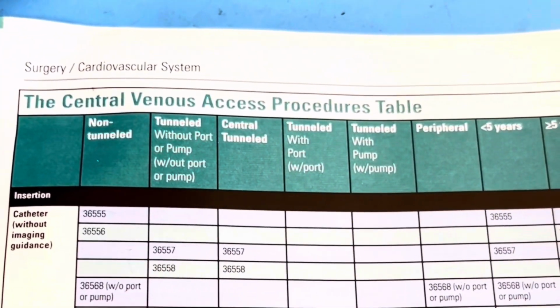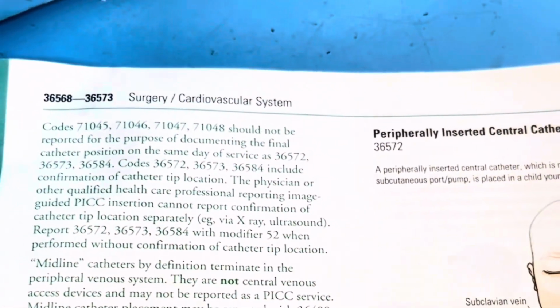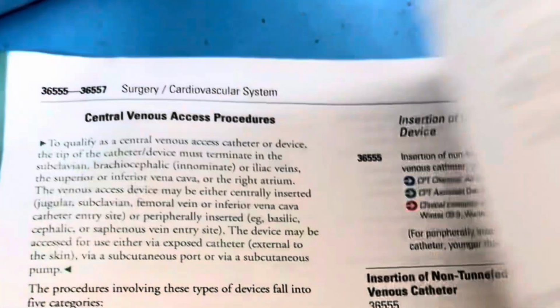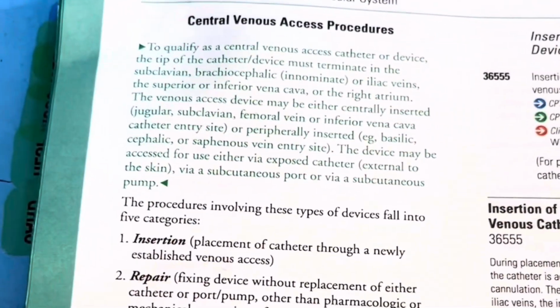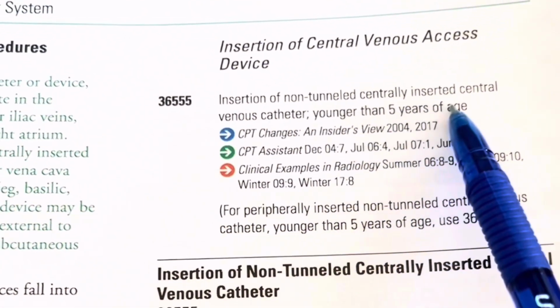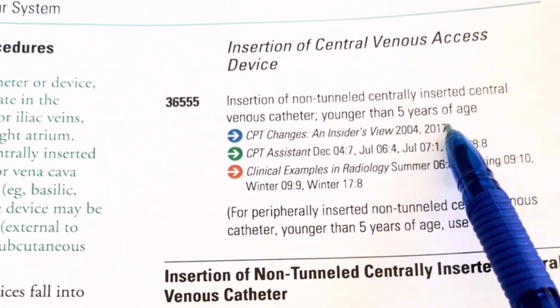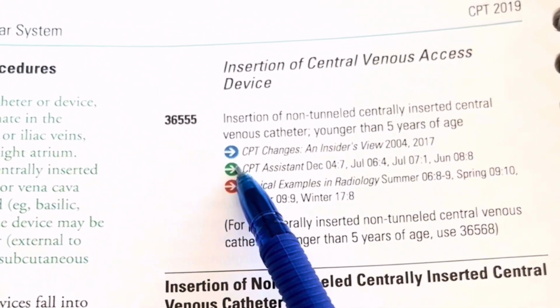And if you want, we can check 36555. Let's go to 36555 in the CPT code book. Yes, it's here. Insertion of a non-tunneled centrally inserted central venous catheter younger than 5 years of age. So this is how you need to find the code.